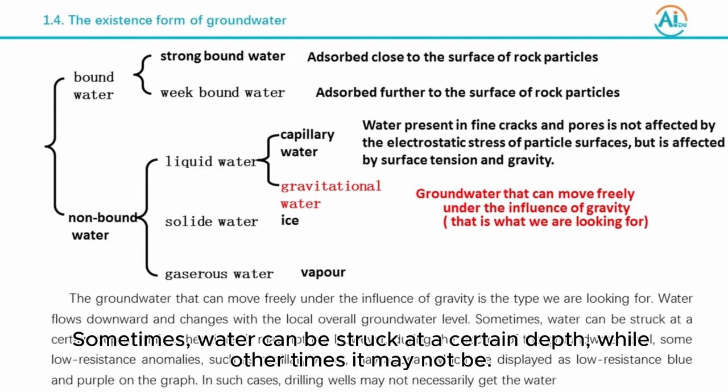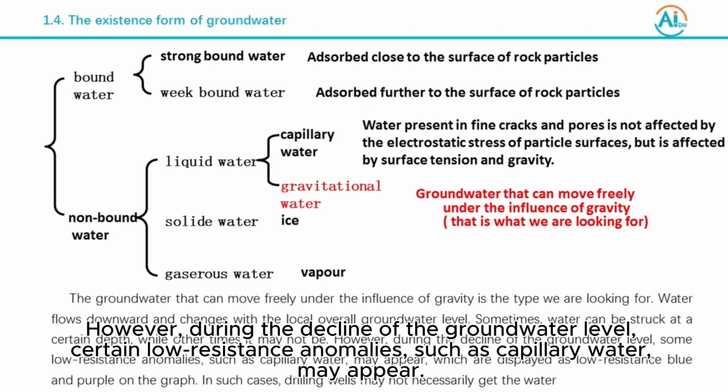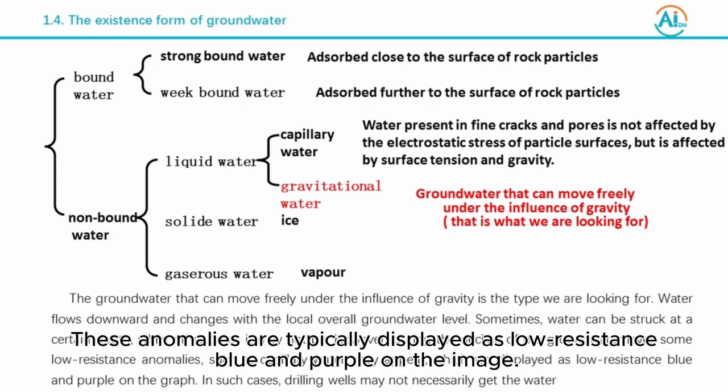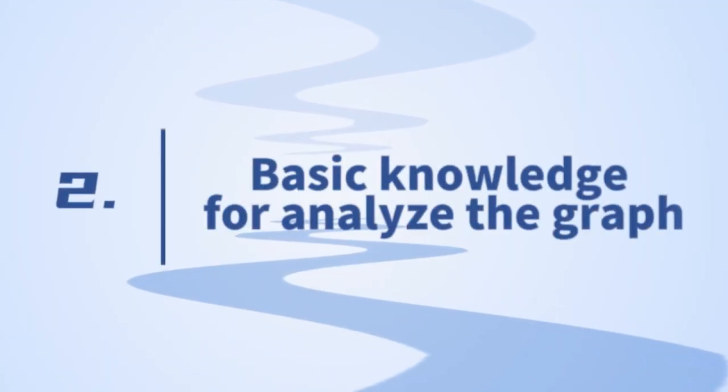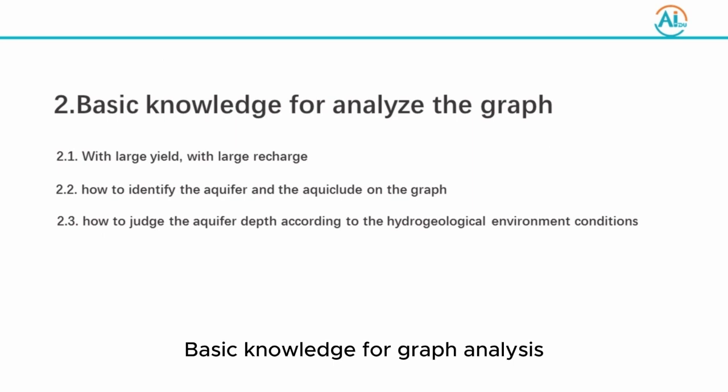Sometimes water can be struck at a certain depth, while other times it may not be. However, during the decline of the groundwater level, certain low-resistance anomalies, such as capillary water, may appear. These anomalies are typically displayed as low-resistance blue and purple on the image. In such cases, drilling wells may not necessarily yield water. Basic knowledge for graph analysis.